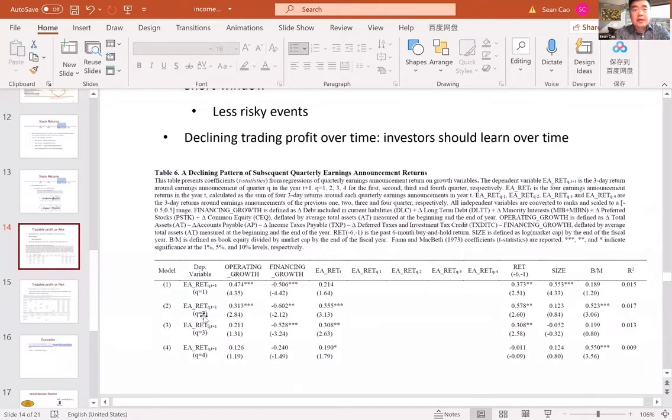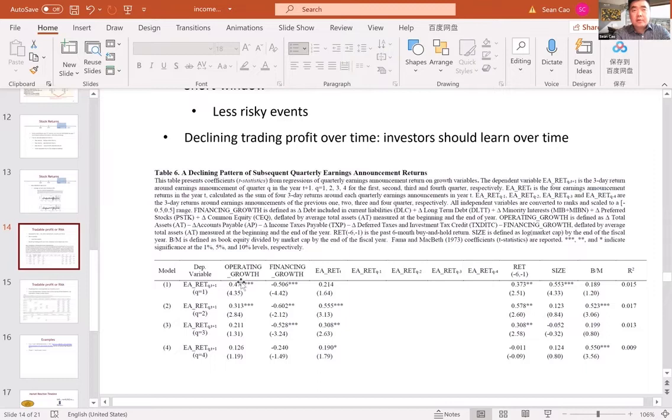The green line is the one I developed. Oh, okay, in the next quarter, 3 months later, you see the profit is better. Operating growth can predict about 31 basis points. And 3 months later, yeah, again, after 3 months there is no return.